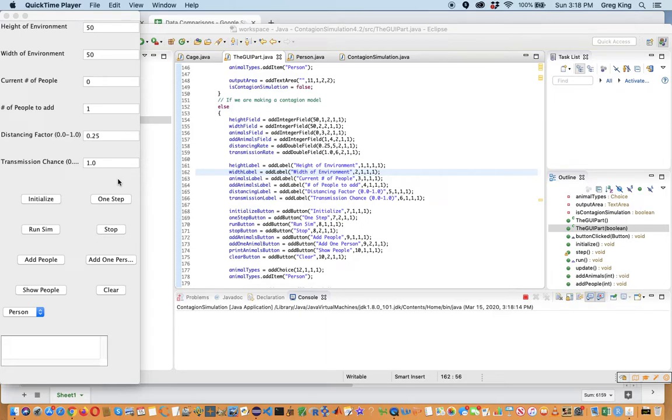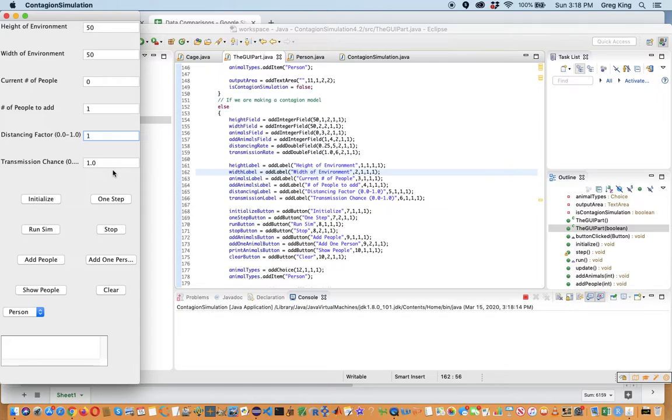Here is our modified zoo simulation. We're taking the zoo simulation, and I've modified it to do contagion simulating. We're going to change this distancing factor to 1 and the transmission chance to 1, meaning everybody moves every time, so nobody practices social distancing. And if an uninfected person encounters an infected person, they will become infected.